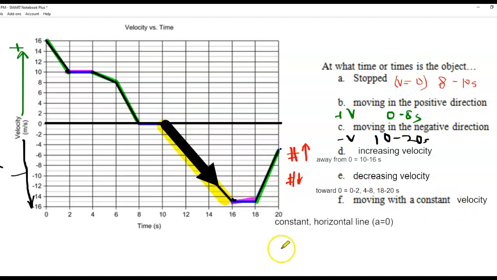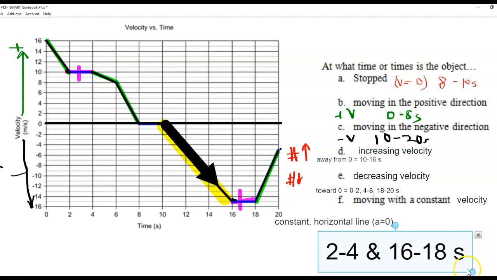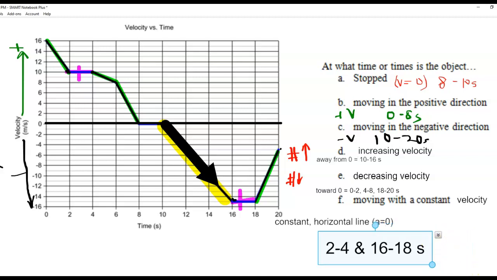So those two sections in pink here, I'll make a T on them. Okay, those are the constant ones. So it looks like the answers for that last question would be 2 to 4 seconds and 16 through 18 seconds. So that goes through those first set of questions that you'll have to answer, similar kind of ideas. So it's important. You can come back and look at this and study and help you with that.